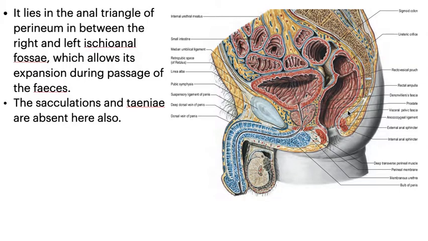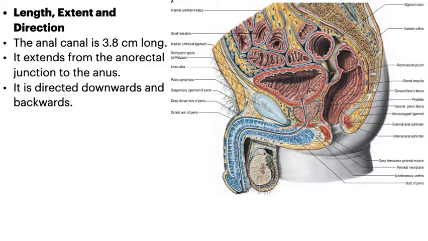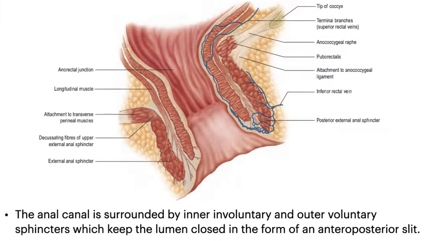The saculations and the tinea are absent here as well. Now, the anal canal is 3.8 centimeter long, extending from the anorectal junction to the anus, directed downwards and backwards. The anal canal is surrounded by inner involuntary and outer voluntary sphincters that are helpful in keeping the lumen closed and in the form of an anteroposterior slit.